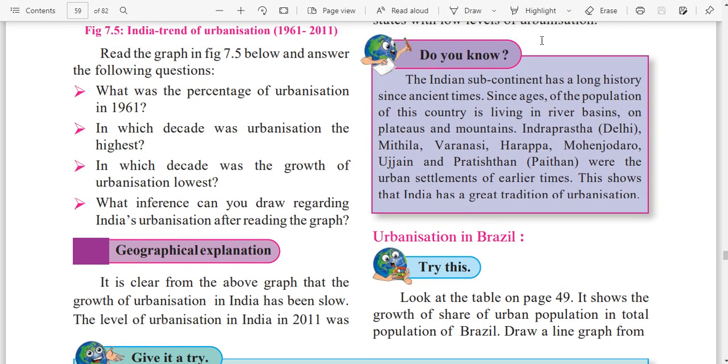Do you know the Indian subcontinent has a long history since ancient times? Since ages the population of this country has been living in river basins, on plateaus and mountains. Indraprastha, Delhi, Mithila, Varanasi, Harappa, Mohenjo-daro, Ujjain, Pratishthan, and Paithan were the urban settlements of earlier times. This shows that India has a great tradition of urbanization.